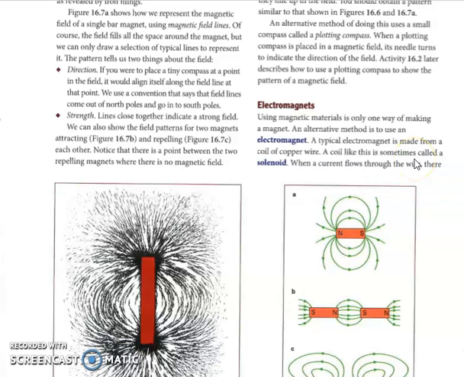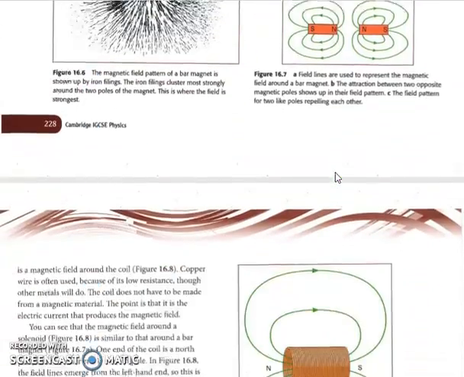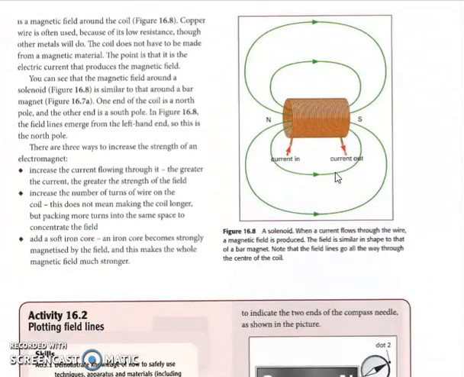A copper wire that is wound, what do we call it? Solenoid. So when a current is flowing through that wire, there is a magnetic field around the coil. The copper wire is used because of its low resistance, though other metals will do. We have studied the relationship between electricity and magnetism. When an electric current flows through a current carrying conductor, a magnetic field will be created around it.